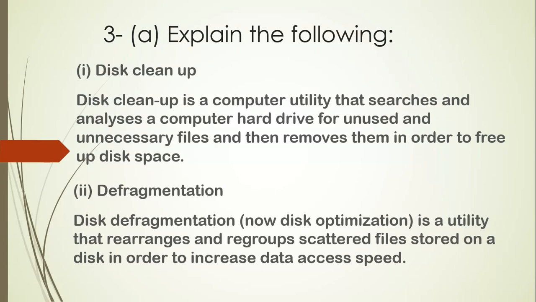The next thing you are going to define is defragmentation. What is defragmentation? Defragmentation in the new versions of Windows is known as optimization. It is a utility that rearranges and regroups scattered files stored on a computer disk in order to increase data access speed. Usually when saving a file, a program may have a header saved somewhere, the body saved somewhere, then the last part saved somewhere. But defragmentation will group everything that belongs to a particular file, and then group all files that belong to the same program so that it is easy for a program to access files. Then it increases the speed of access.